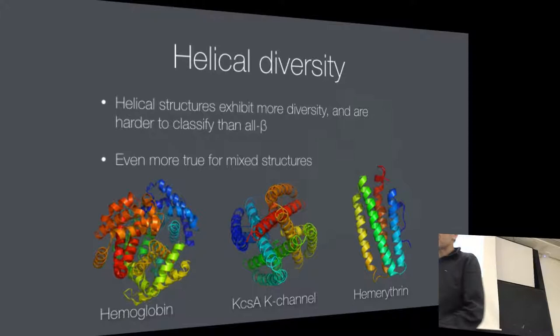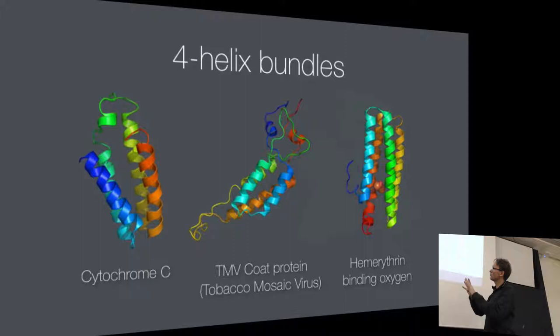And just to show you more of this diversity, let's look at something very simple. We can take four simple small proteins. They all consist of four helices, but they're going to have very different functionality. Cytochrome C, the tobacco mosaic coat virus protein, and the hemerythrin binding oxygen protein.